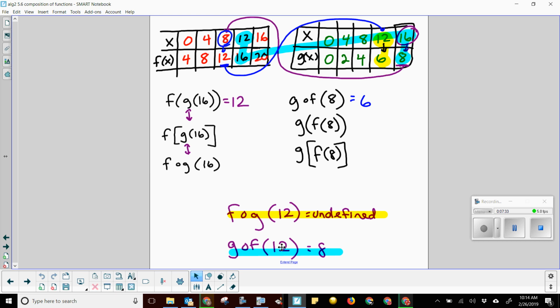G of f of 12, if we go the other direction, means we're going to start with f of 12, which spits out 16. 16 then becomes our input over here, and it spits out 8.